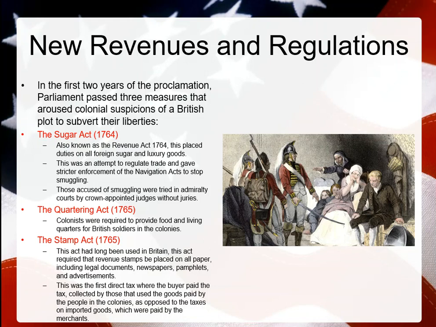Those accused of smuggling were tried in admiralty courts by the crown, and those were judges appointed without a jury. So they didn't get judged by their peers on some of these things, which they felt was a violation of their rights as well. And then you have the Quartering Act, which is basically that colonists are going to be required to provide food and living quarters to the British soldiers in the colonies. In particular, some colonies at this point. Eventually, it's going to become all colonies towards the end.